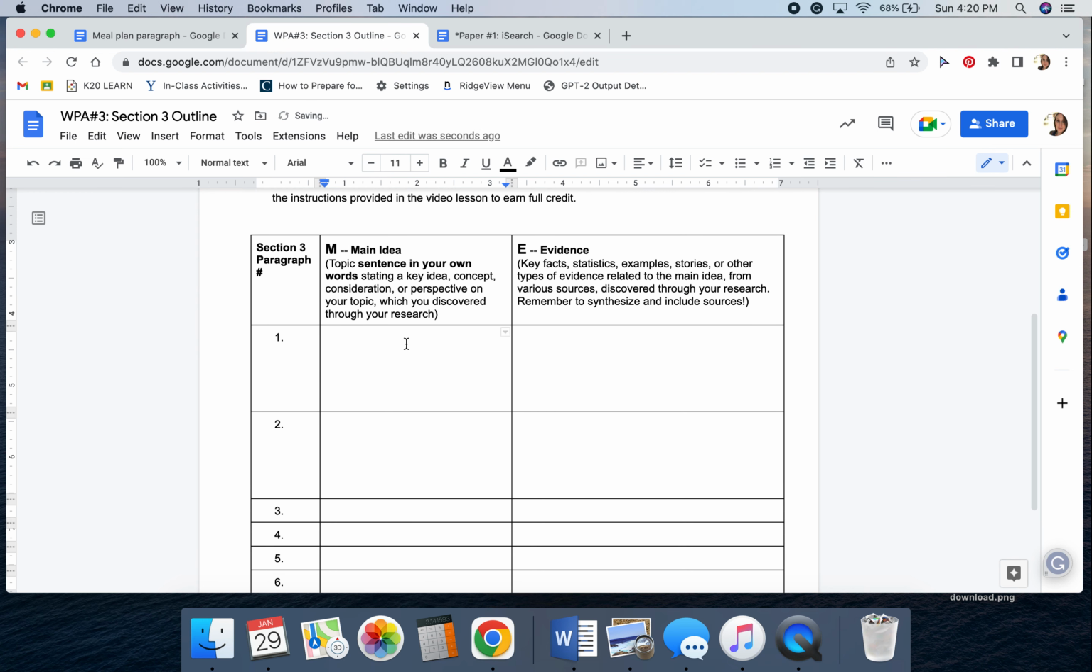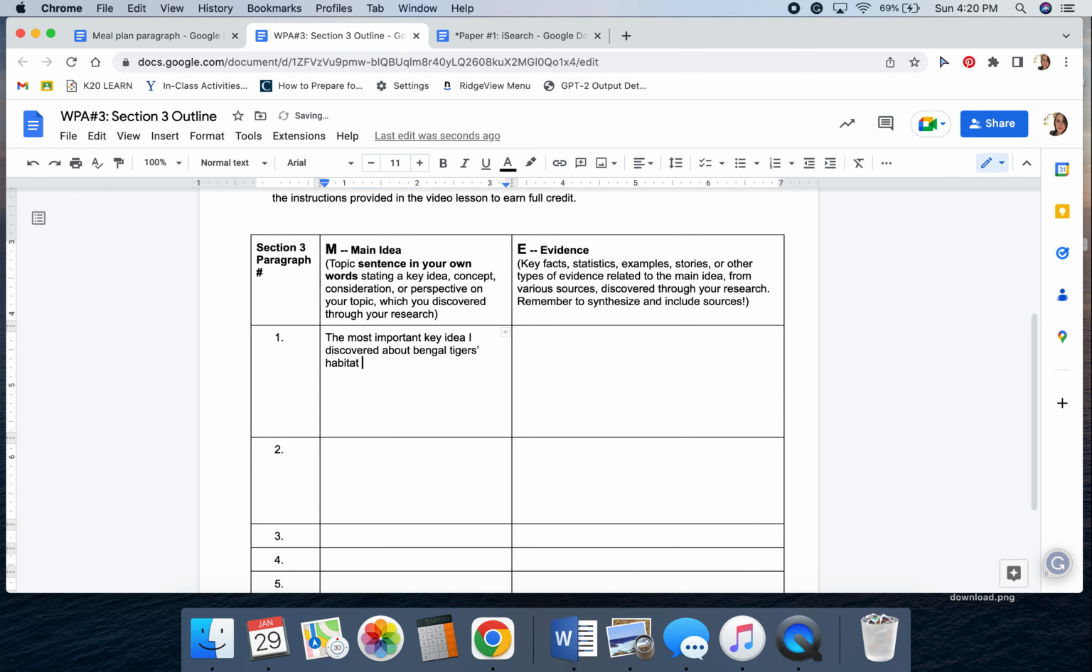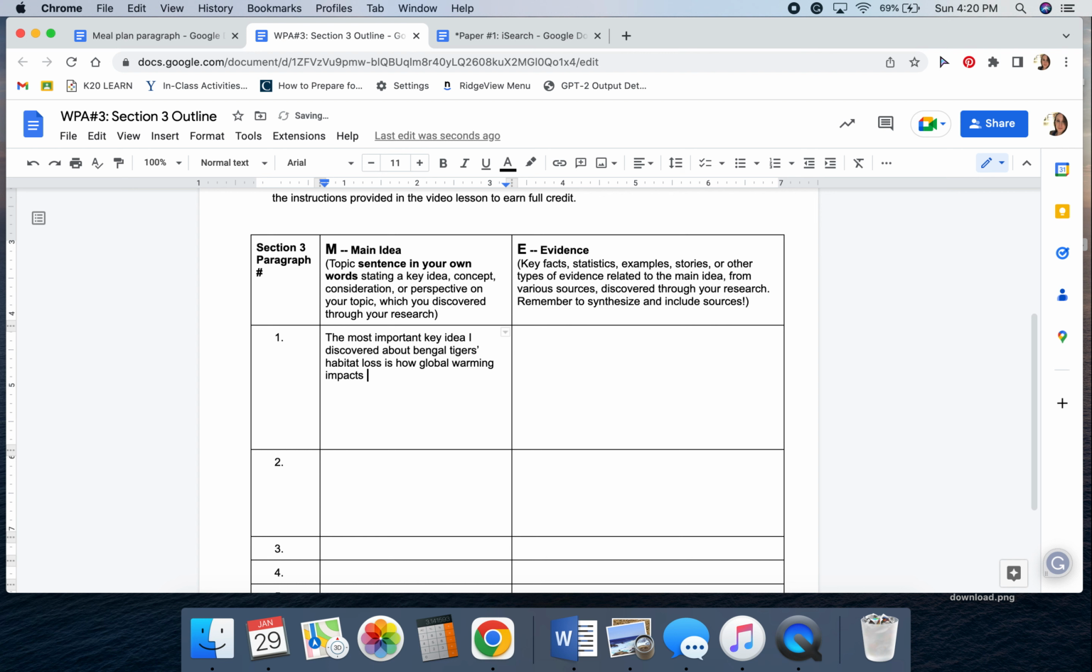So you're going to state the main idea here as a topic sentence in your own words, and you want to make it sound like a topic sentence. So the most important key idea I discovered about Bengal tigers' habitat loss is how global warming impacts forests. Okay, I just completely made this up, but it's specific, it's stated as a sentence, and it has a key to the organization that I chose.